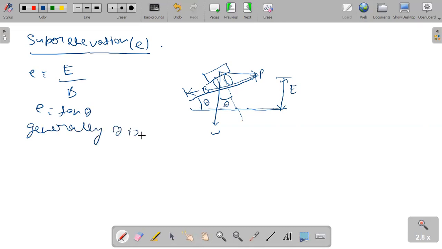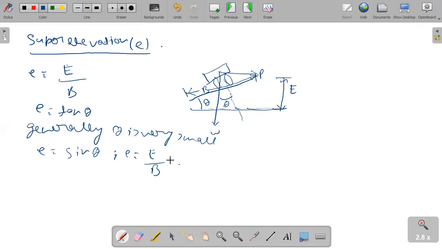Generally theta is very small, so we get e is equal to sin theta. Also we have one formula, e is equal to h by b, where h is the horizontal height of the outer edge and b is the horizontal width. Okay, so this is all about super elevation.